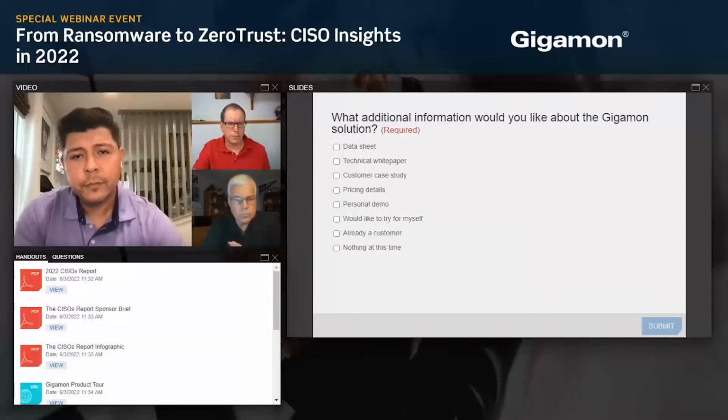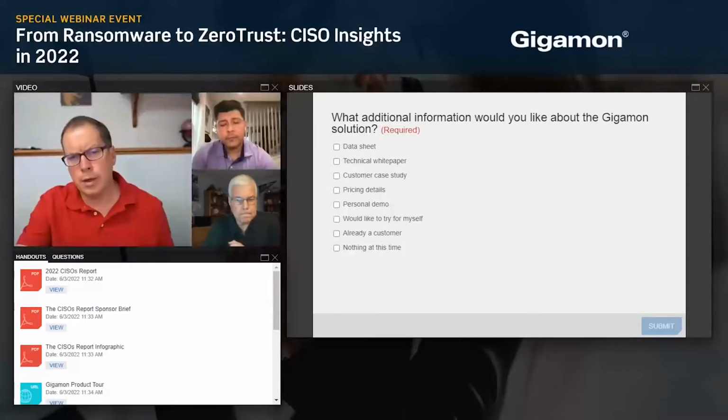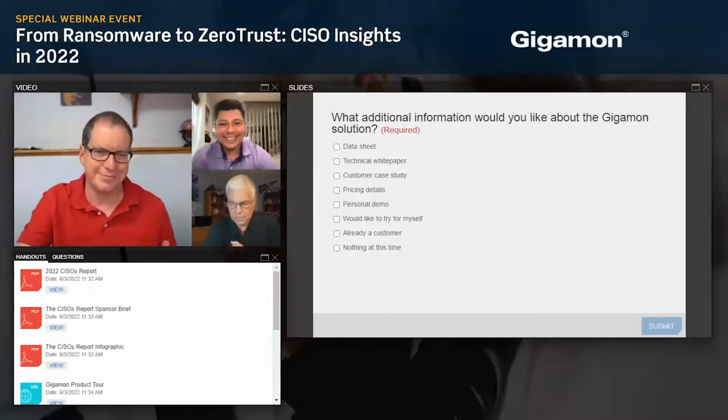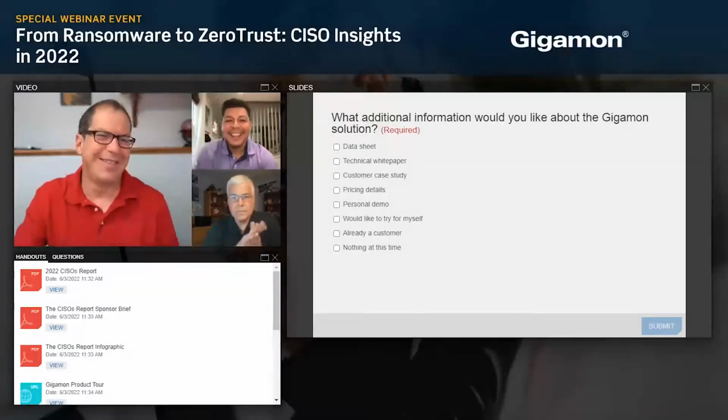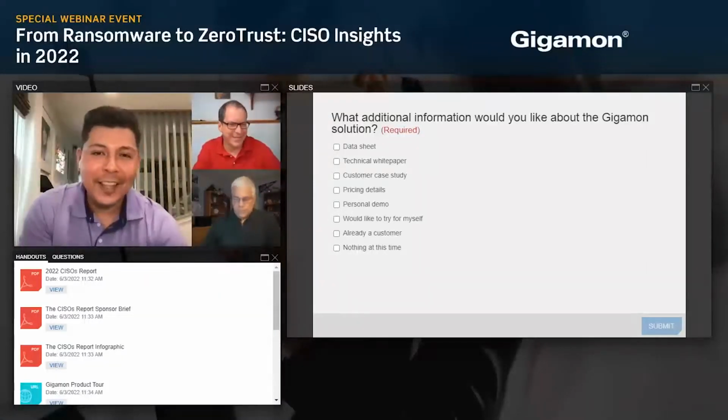Okay, great. Well, and Ned is actually asking you to bring that home. He's saying, explain how Gigamon's Hawk Deep Observability Pipeline extends your cloud security against potential ransomware attacks. So sure, happy to do that.